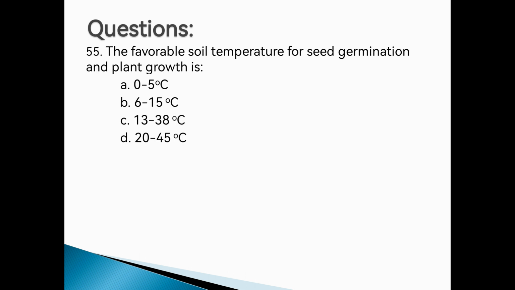Number 55. The favorable soil temperature for seed germination and plant growth is A. 0 to 5 degrees Celsius, B. 6 to 15 degrees Celsius, C. 13 to 38 degrees Celsius, D. 20 to 45 degrees Celsius. The correct answer is C. 13 to 38 degrees Celsius.